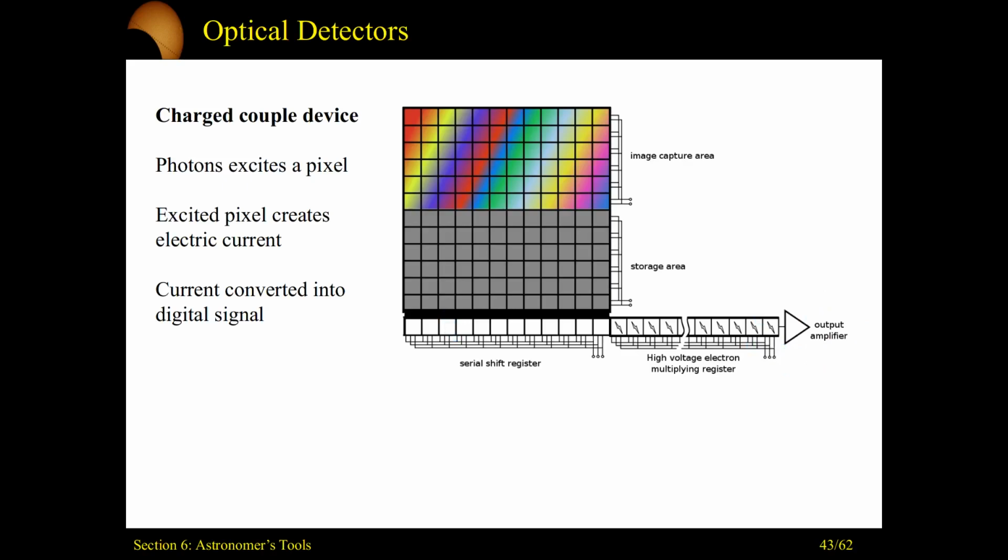The output amplifier just goes to other electronics to say, hey, what type of photon, what wavelength hit this pixel here? And so the idea here is that you have photons exciting different pixels, different little tiny plates, and then convert that into this nice, clean digital signal.